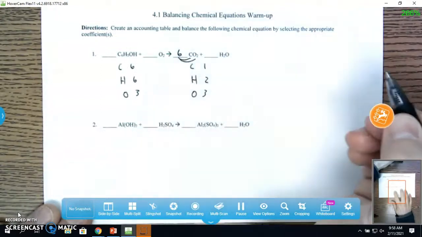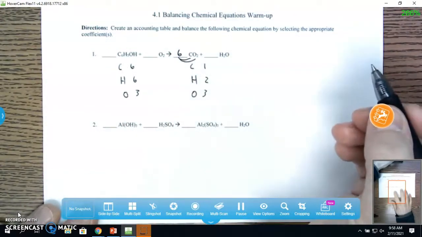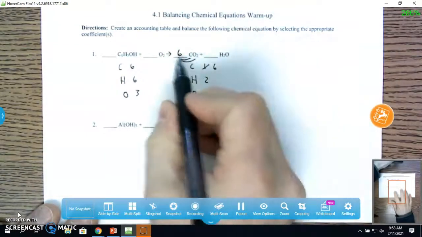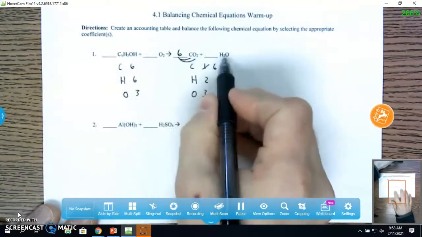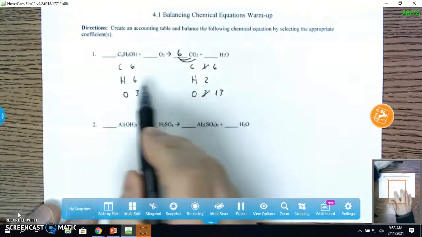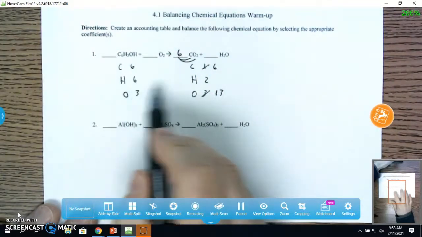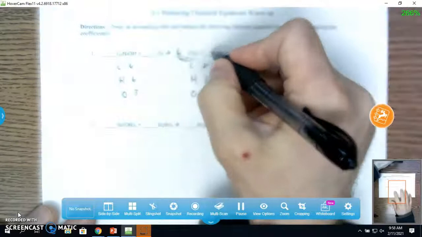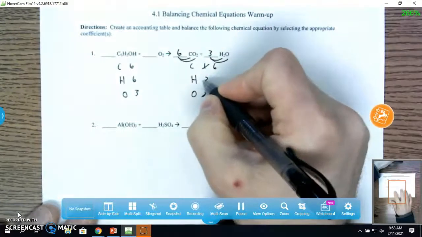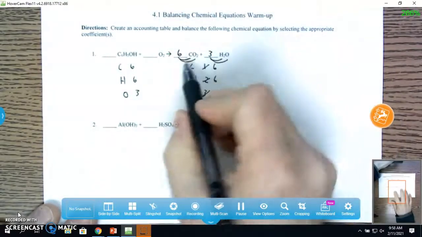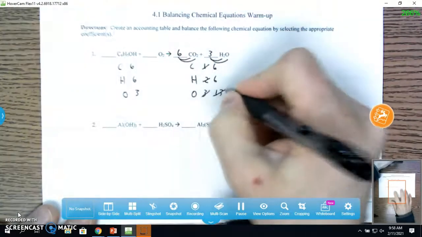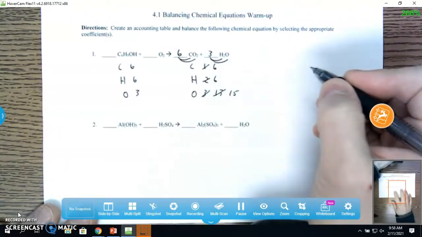That 6 distributes and multiplies to change both the number of carbons and oxygens. So I now have 6 carbons, and I have 6 times 2 is 12 oxygens plus 1, 13 oxygens on the right. Now to balance hydrogen, 6 versus 2, I can see that I need a coefficient 3 right there. That will give me 6 hydrogens. And for oxygens, I've got these 12 plus these 3, that's 15.